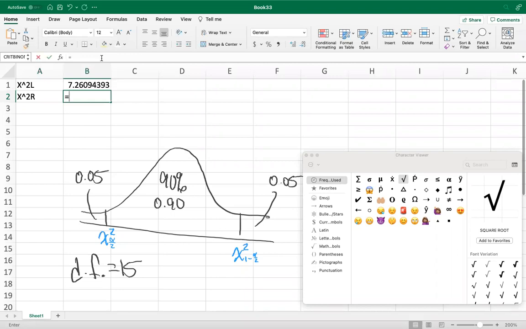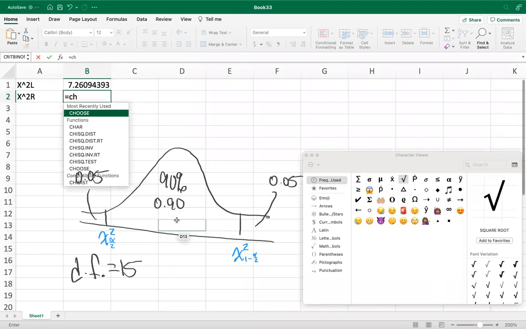So for the right value, it's going to be this area over here. Remember, we're always looking at the area to the left. So from 0 all the way up to this point here, we have 0.05 plus 0.9. So here the area is going to be 0.95. So equal to a chi-square distribution.